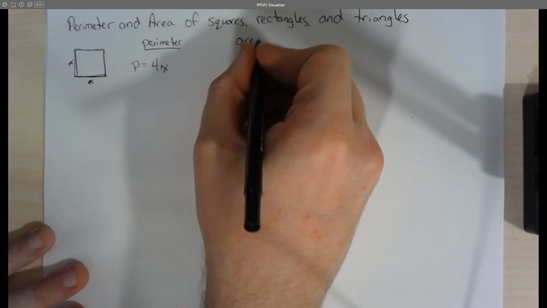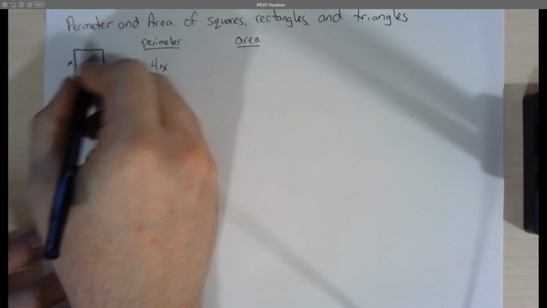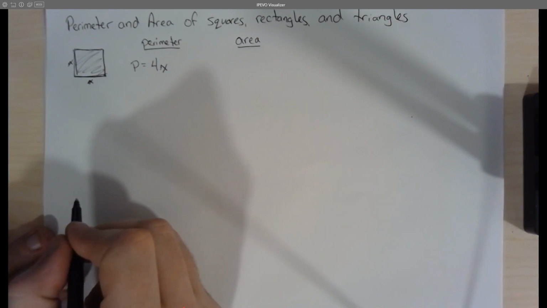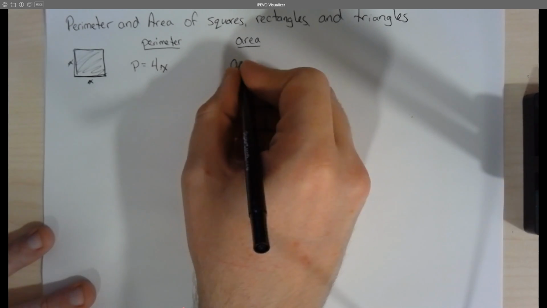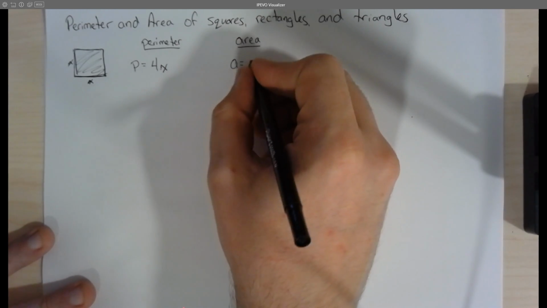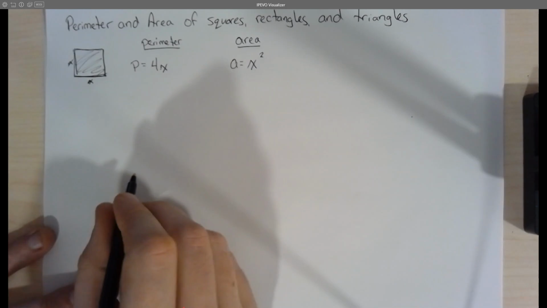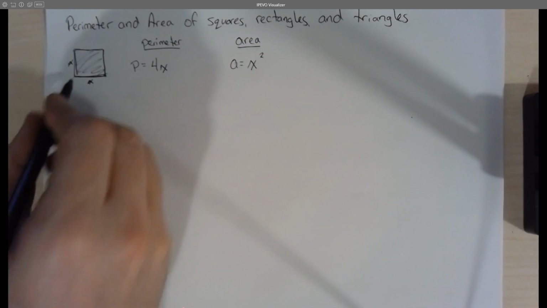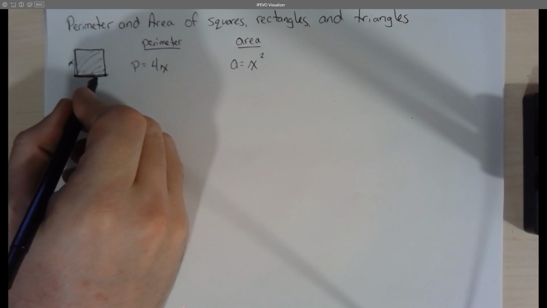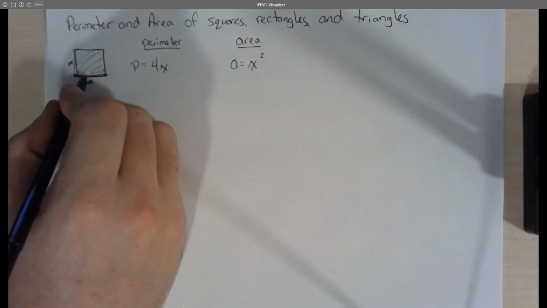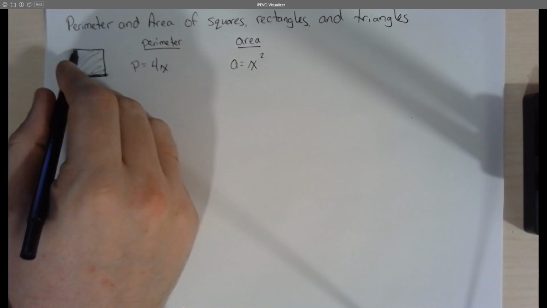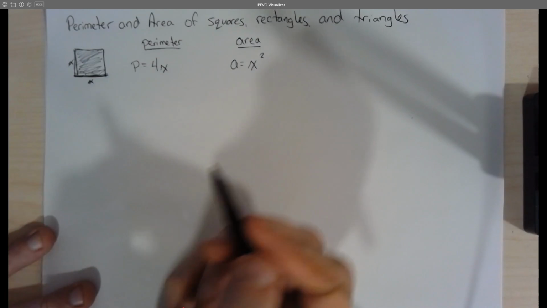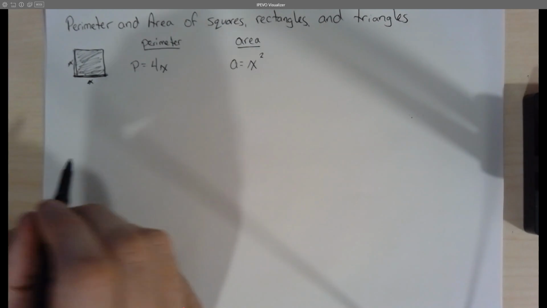For area, that's the space inside here. Our formula for area is that, and I'm going to use A for that, area equals x squared, or just x times x. This times this is going to give us our area, or this length times itself. When we figure that out, then we get this entire area in between, the whole shaded area there.